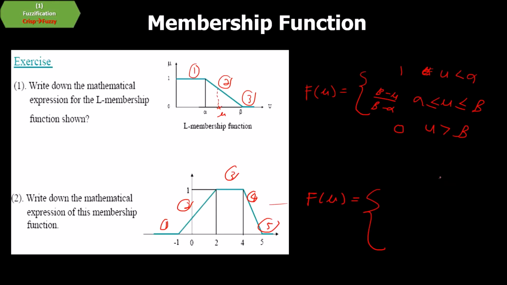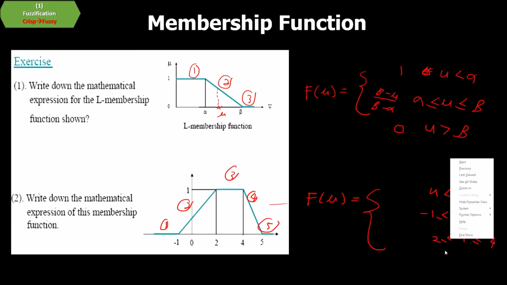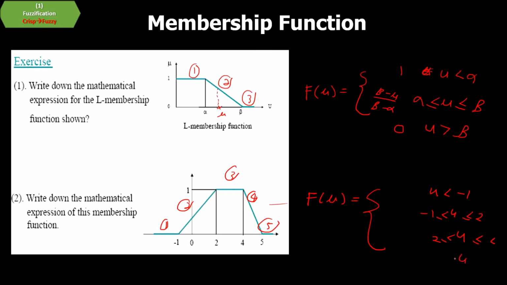Based on the segments, first is u less than -1, second is u higher than -1 and lower than 2, next u higher than 2 and less than or equal to 4, next u higher than 4 and less than or equal to 5, next u higher than 5. So this one is 0, this one is 0, and between 2 and 4 it is actually 1. So this is equation number 2, this is equation number 4.